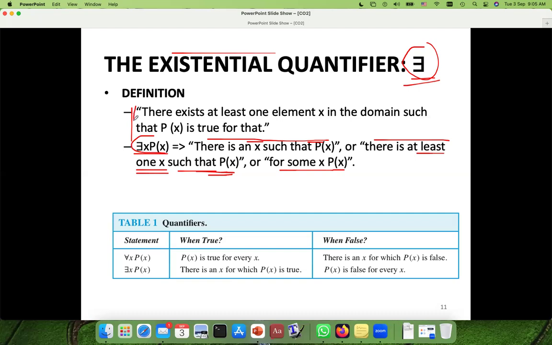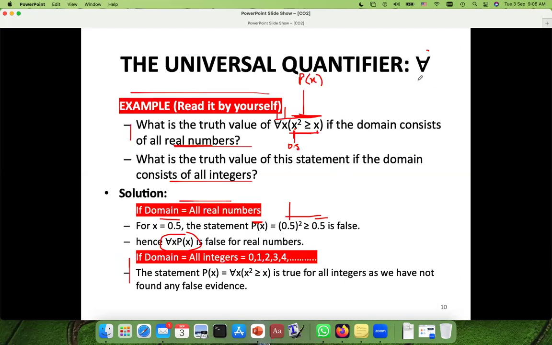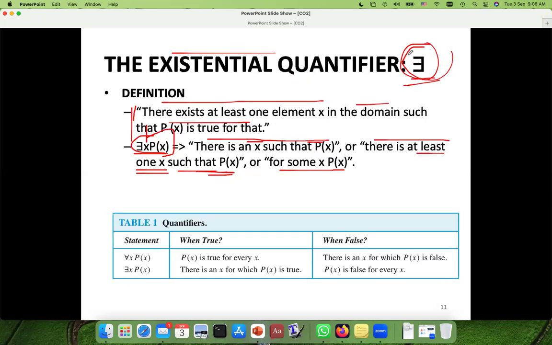And now this is the definition. If you read it properly, what is the meaning? There exists at least one element x in the domain such that p of x is true for that. So for this symbol, you only need one value to be true. For the previous symbol, all values need to be true for the statement to be true. But here, if one value is true, this statement will be true.